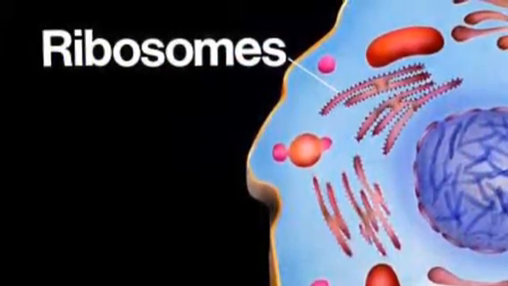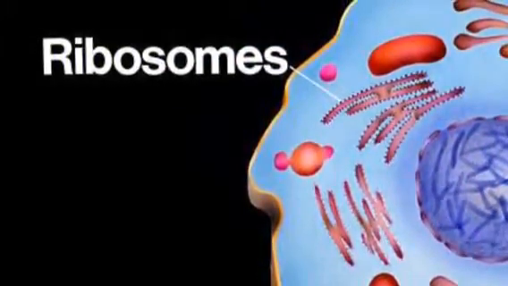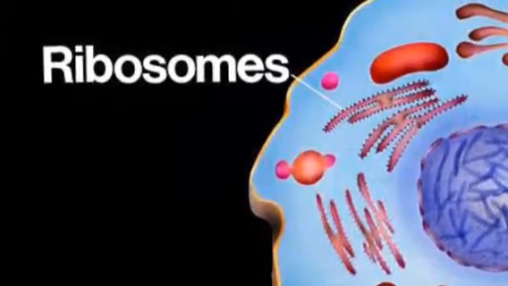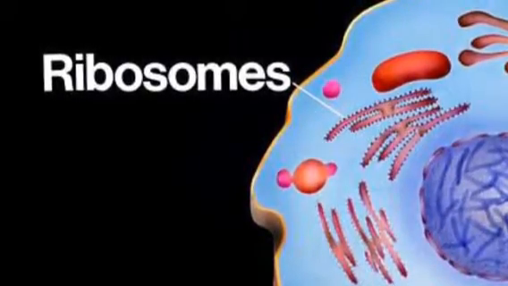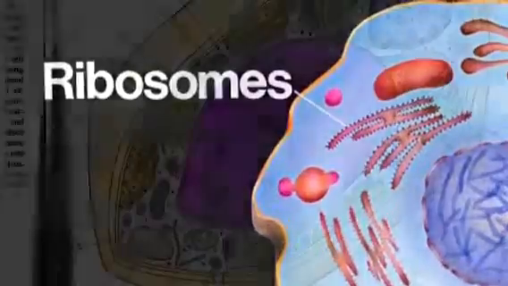As you can see in the picture, ribosomes are located throughout the cytoplasm of all cells. The function of ribosomes is that they organize the synthesis of proteins.